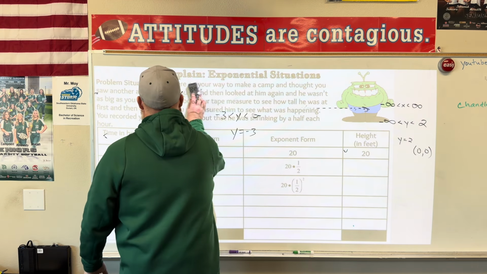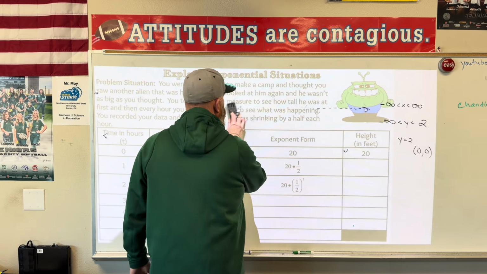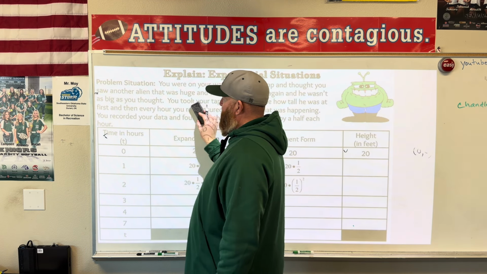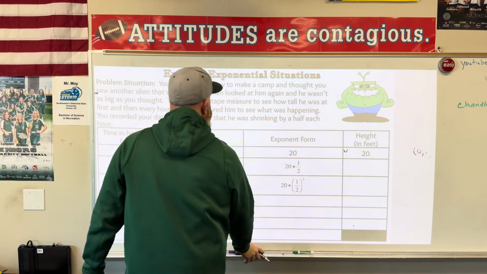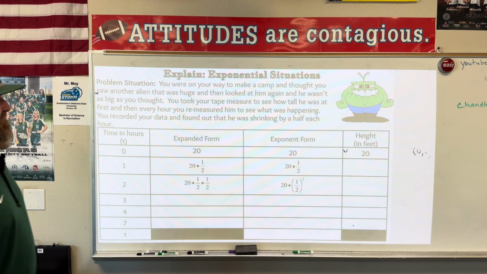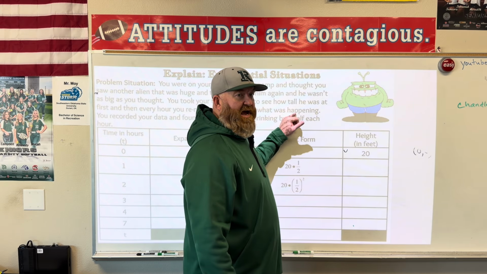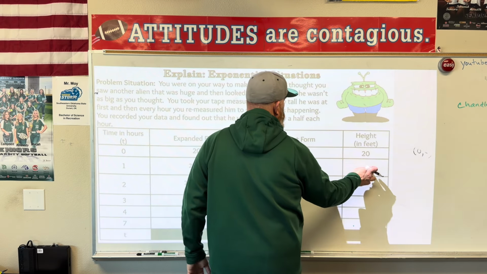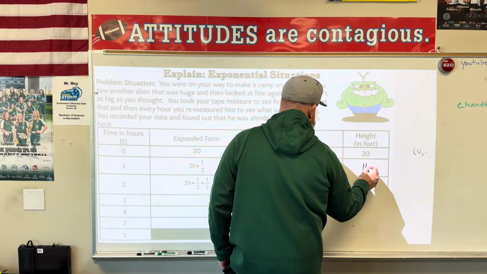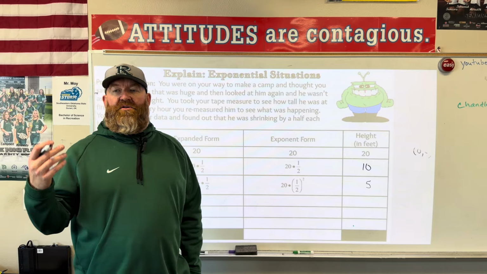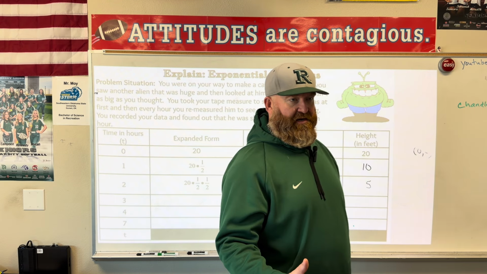You were on your way to make a camp, and you thought you saw another alien, okay? And then you looked again, and the dude shrunk, okay? And then every hour you measured to see what was happening. You recorded your data, and you found out he was shrinking by half every hour. Okay, so after the first time you saw him, if he's shrinking by half, he went from 10 to what? Or 20 to what? 10. And then he went from 10 to what? 5.